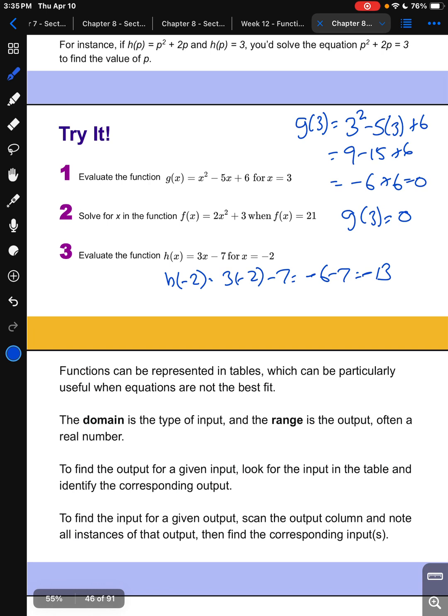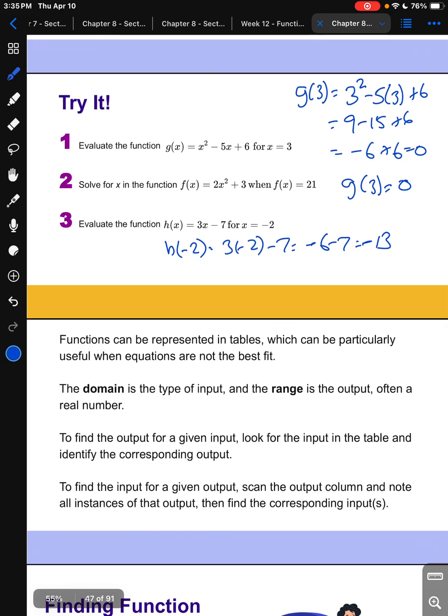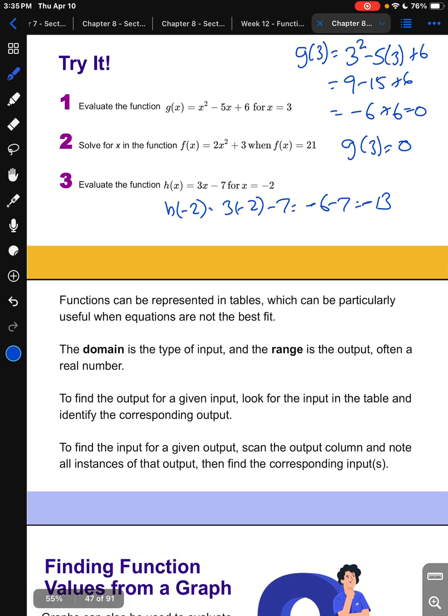Functions can be represented in tables, which can be particularly useful when equations are not based on best fit. Domain is the type of input, range is the output, often a real number.